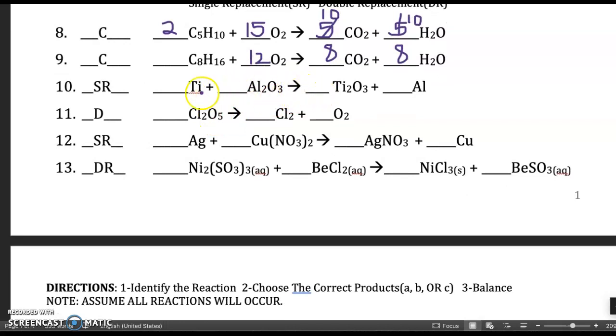So now looking here, I got 1 Ti, 2 Ti's, so I'm going to put a 2 here. 2 times 1 is 2. 2 Als, 1 Al, so I need a 2 there. That gives me 3 oxygens and 3 oxygens. Those are 1s. Remember, you could also leave them blank.